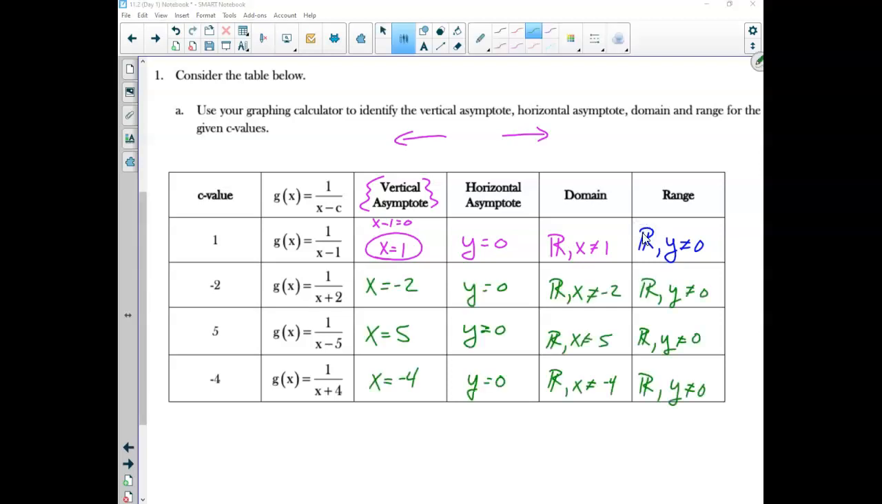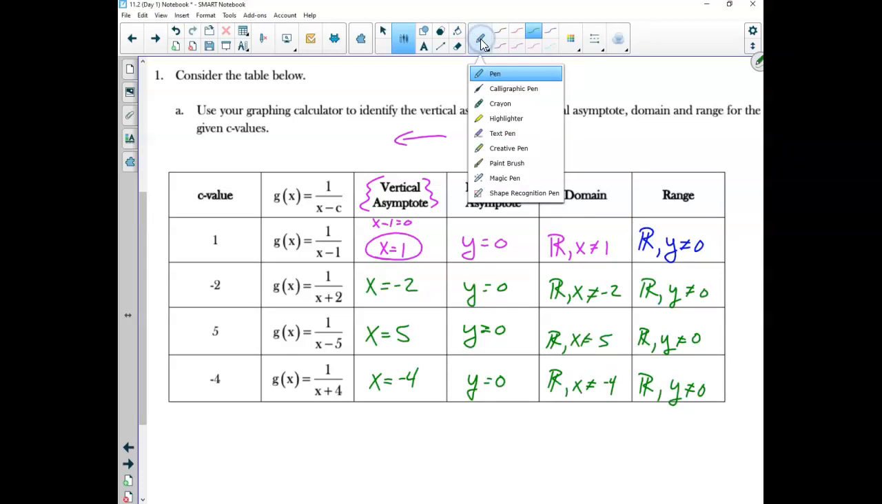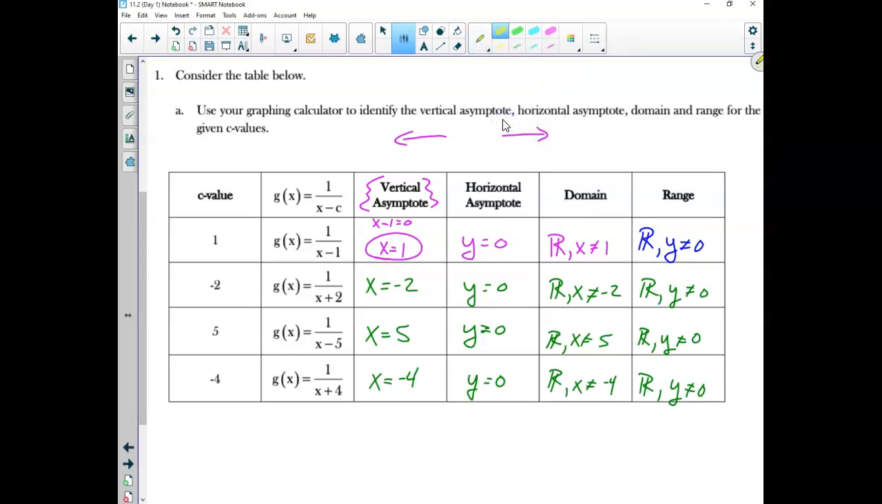As you come back here, you can check out this table that I filled out. In the second one, 1 over x plus 2, I have an undefined value at -2. That's why I have a vertical asymptote at -2. The horizontal asymptote is y equals 0, which means my domain is everything except -2, and my range is everything except y equals 0.